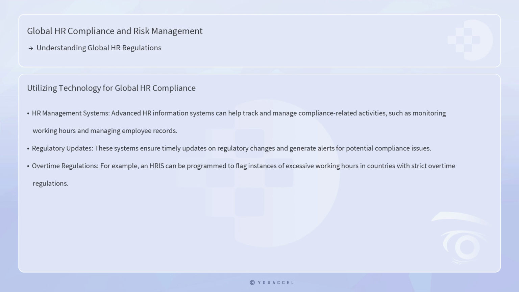Utilizing technology and HR management systems can also aid in achieving global HR compliance. Advanced HR information systems can help track and manage compliance-related activities, such as monitoring working hours, managing employee records, and ensuring timely updates on regulatory changes. These systems can generate alerts for potential compliance issues, allowing HR professionals to address them proactively. For example, an HRIS can be programmed to flag instances of excessive working hours in countries with strict overtime regulations, enabling timely intervention.